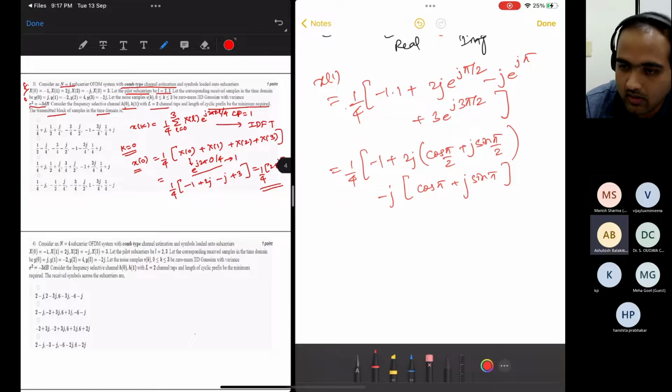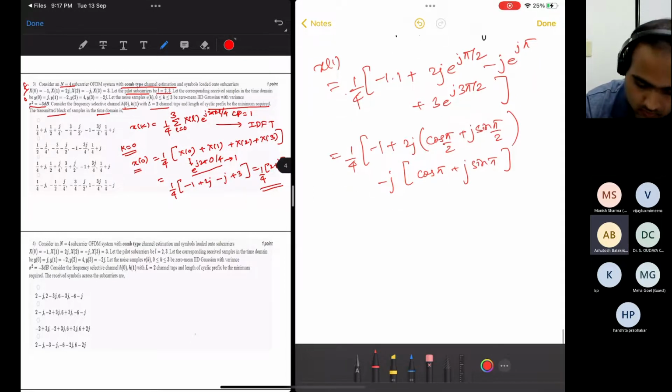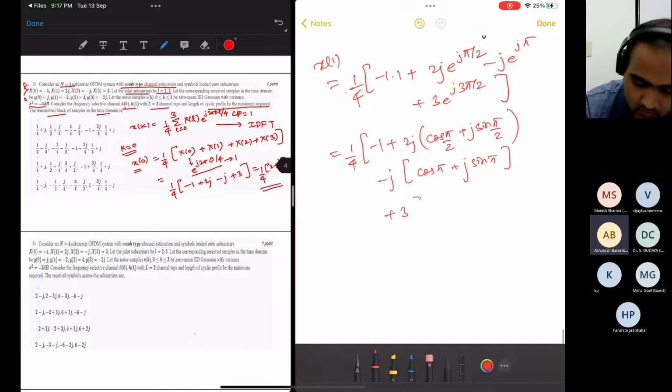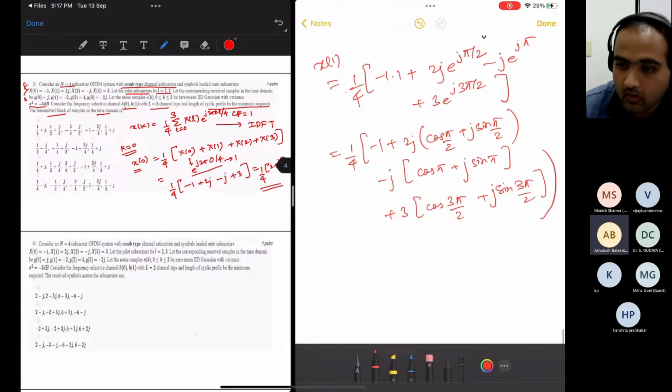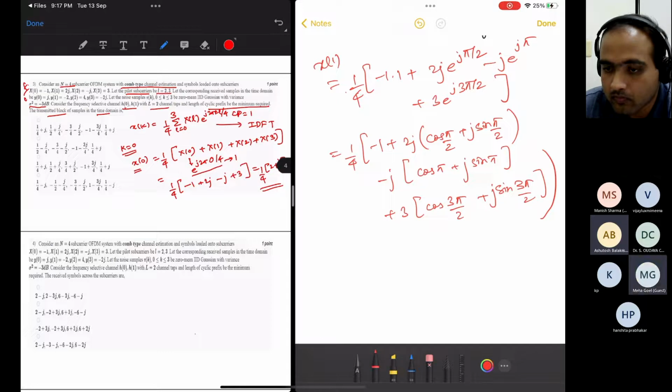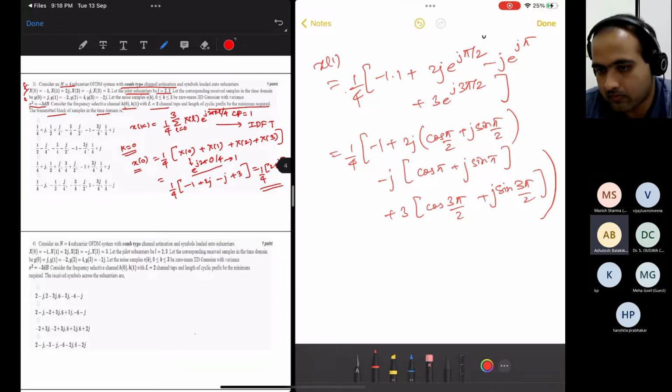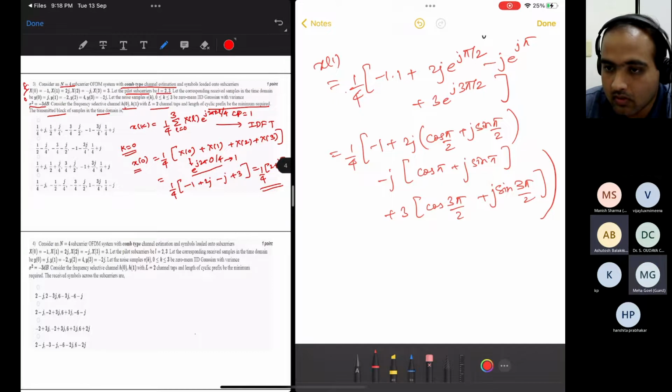Again, if anyone has any doubt at any step, feel free to stop me. Plus 3 times cos 3 pi by 2 plus j times sin 3 pi by 2. Any doubt in this step? Not in this step, but if e is raised to a negative power, then there is also a problem. We will come to that. That is a DFT question. We will take that when it comes.